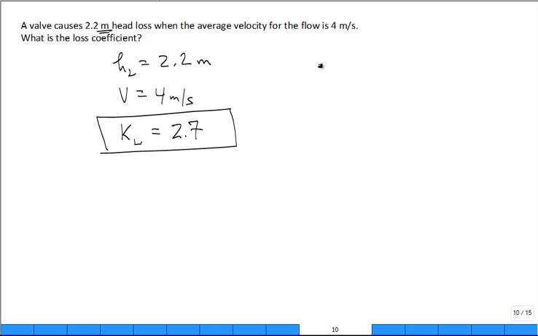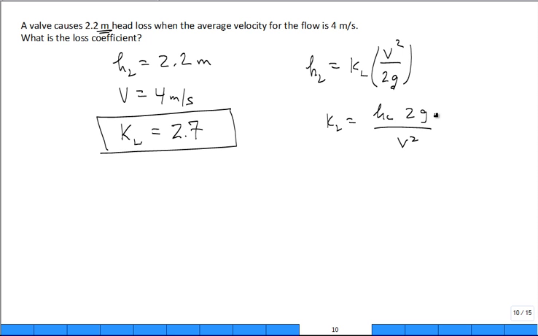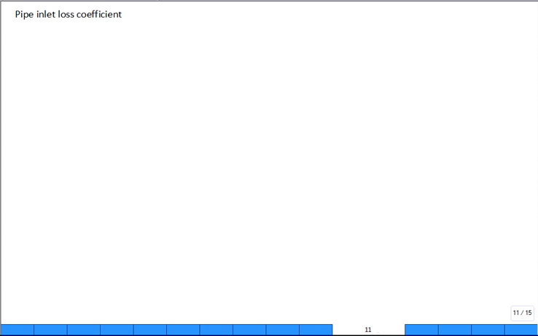Yeah, that's right. So I would think like this. Head loss is equal to the loss coefficient times that velocity pressure, but it's not pressure, it's velocity head, V squared over 2g. So K_L is just h_L 2g divided by V squared. Work through your units and you'll get it. How many people did it that way? Everybody. Good.